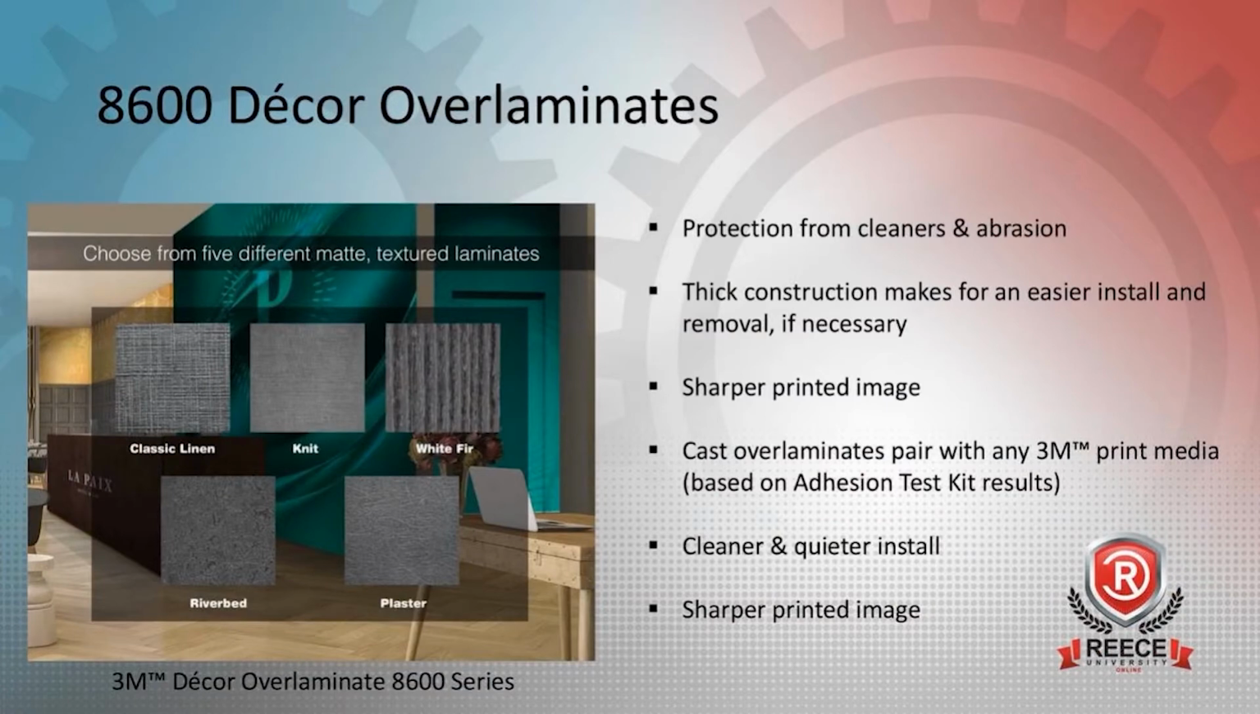So speaking to that, we do have a line of decor overlaminates. It's our 8600 decor overlams that have a texture. This is a nice way to offer an even nicer solution to your customers to, kind of upsell them on bringing just a little more pizzazz to their space. You can provide different textures that kind of give it a custom wall covering or wallpaper look, but it's a vinyl. You're printing onto the vinyl, and then you're laminating it with this textured overlam.